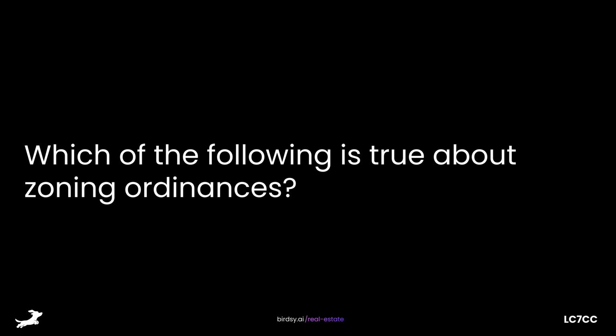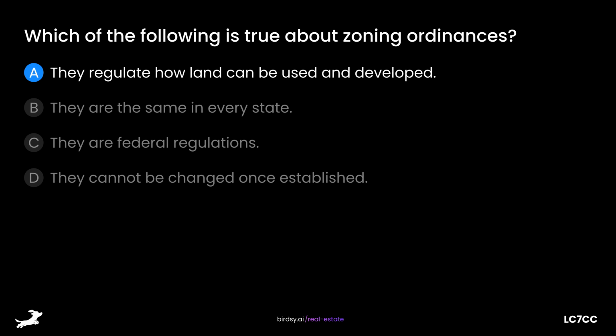Which of the following is true about zoning ordinances? Is it A, they regulate how land can be used and developed? B, they are the same in every state? C, they are federal regulations? Or D, they cannot be changed once established? The answer is A, they regulate how land can be used and developed.